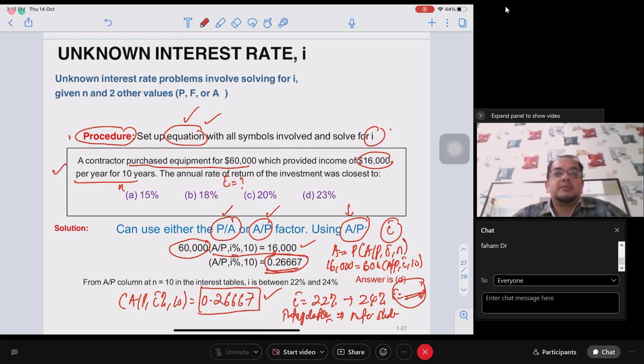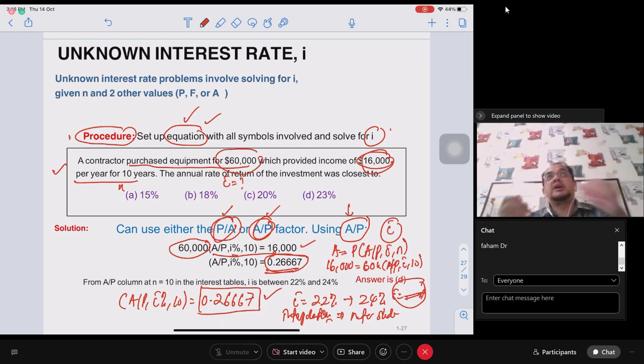Doctor, how about we use the formula to solve for this problem? Repeat your question. How about we use the formula to solve for this question? The A over P factor formula? Can or not? Yeah, no problem at all. That's why you can use P over A or A over P. No problem at all because it's already given. P is given, A also given.